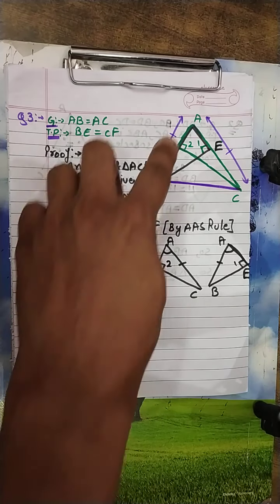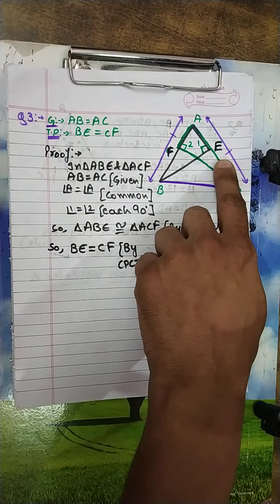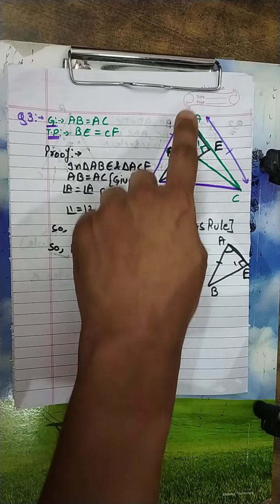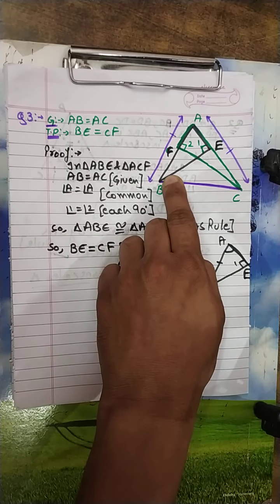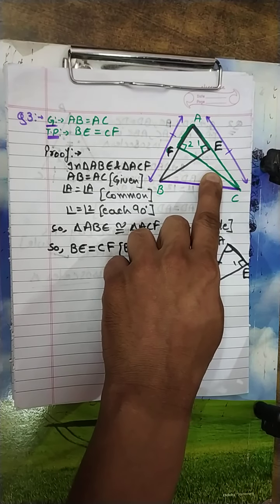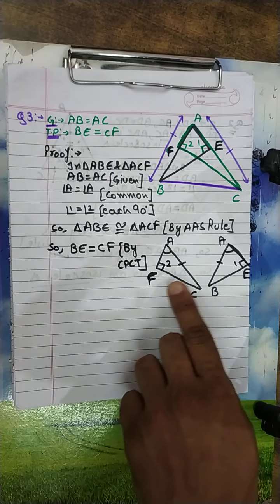Now in triangle AEB, the black triangle, and the green triangle AFC. This is the black triangle and this is the green triangle. I construct both triangles separately here.